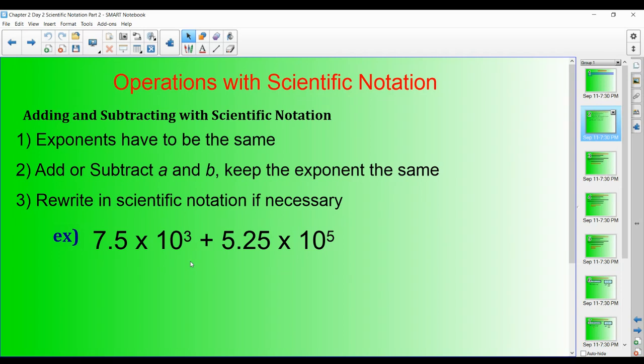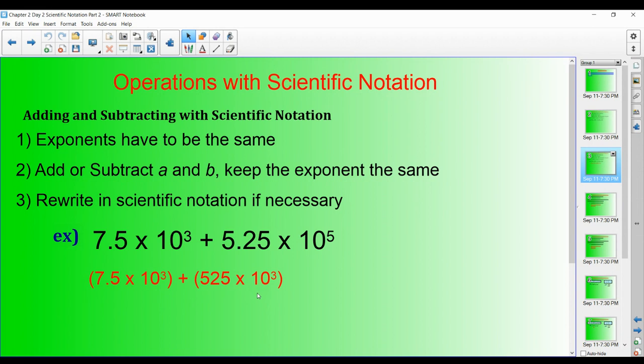So our example here, we have 7.5 times 10 to the third plus 5.25 times 10 to the fifth. Now, both are in scientific notation, but the exponents are different. So what I need to do is change the second one so it becomes 10 to the third. So if I move it 2 spots, I can change it. So this is 7.5 times 10 to the third, and this is 525 times 10 to the third. So now the exponents are the same.